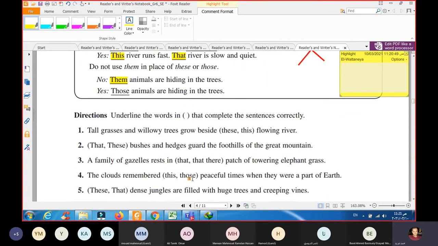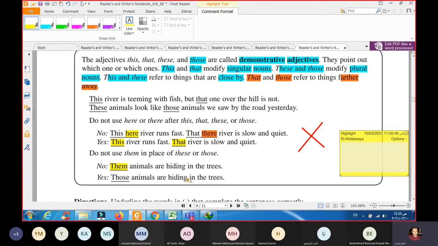Okay. Mahmoud Fouad, can you re-explain this and these, those and that and so on? Yes, mister. I don't know how to explain it. No, just try to tell us what you understood from it. I understand that this, that, these, and those are called demonstrative adjectives. This and that modify singular nouns. These and those modify plural nouns. Okay, that's great. This and these refer to things that are close by. That and those refer to things farther away. Okay, great.